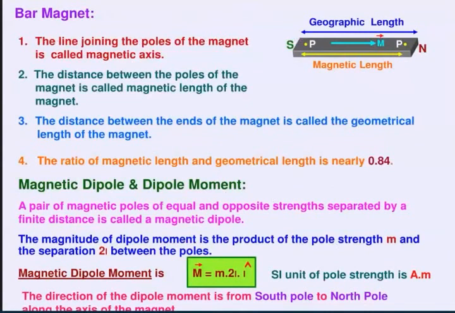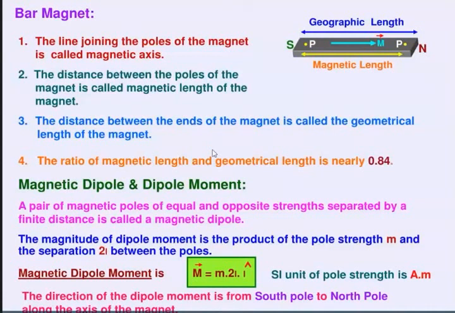So, line joining the poles of magnet is called magnetic axis, and the distance between the poles of magnet is called magnetic length of the magnet, or even we can say magnetic dipole length. Magnetic length is nothing but magnetic dipole length. And distance between the geometrical ends of magnet is called geometrical length of the magnet. But we have to consider magnetic dipole length or magnetic length only in order to determine dipole moment.